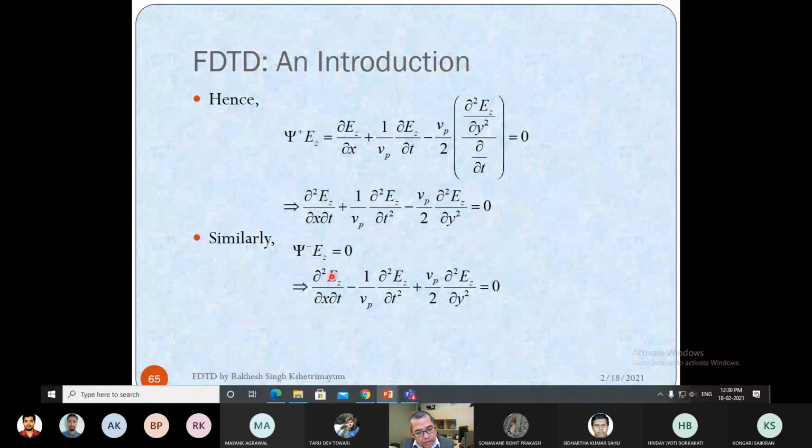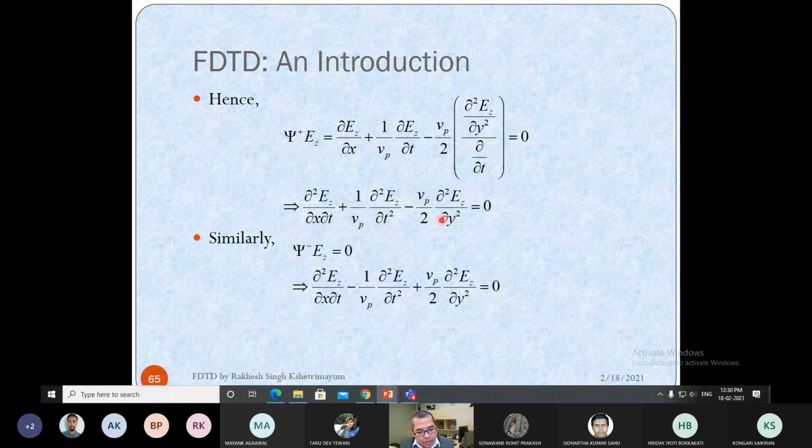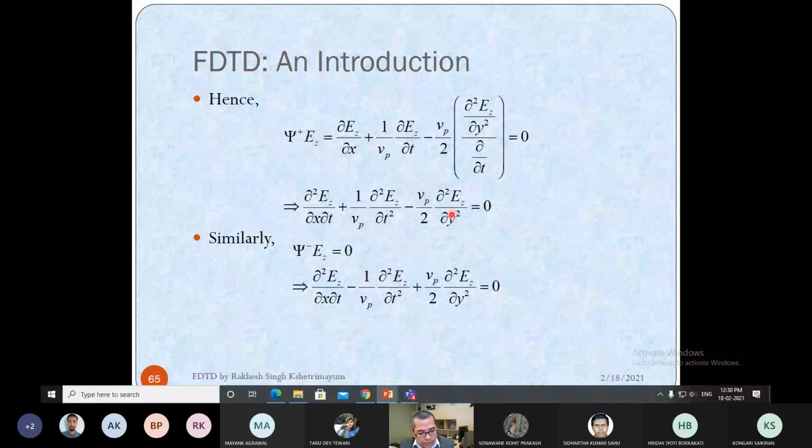Similarly, for psi minus, you just have a simple sign change for the second term here. So this will become minus, this will become plus. Sign change for the second and third term. Same expression, only a sign change for the second and third term for psi plus and psi minus.